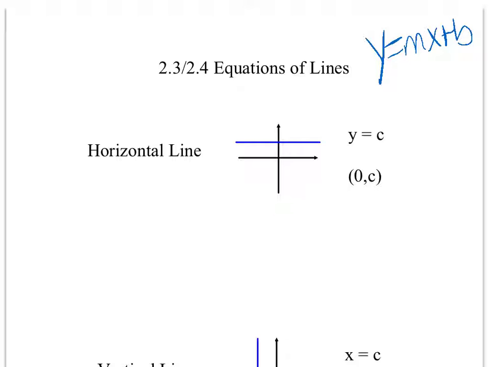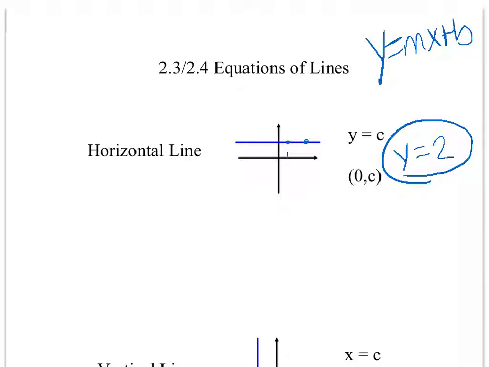When you have a horizontal line, as we do here, the blue line, you're going to have y equals c, such as y equals 2. And so what you can see is in this equation, there is absolutely no x value. And so when you're looking at the equation of this, y is 2 no matter where you are on the line.